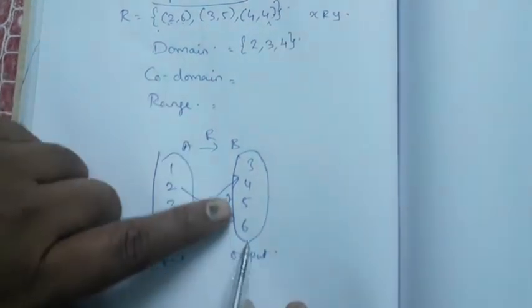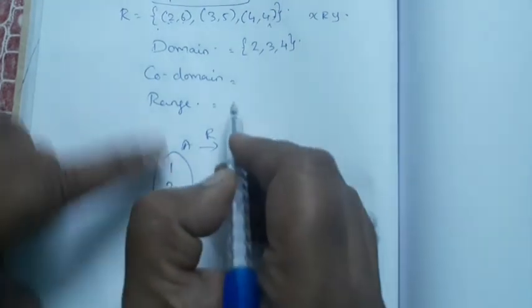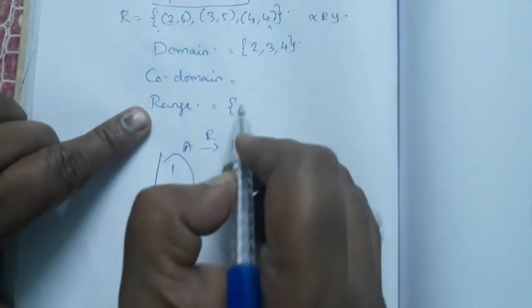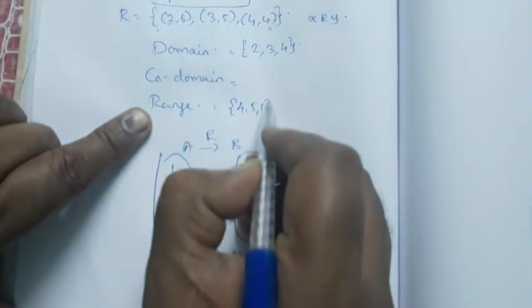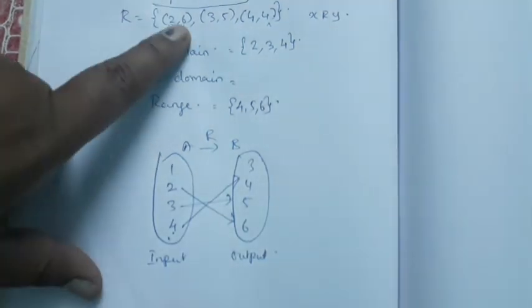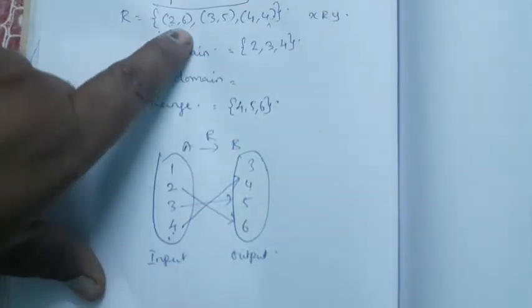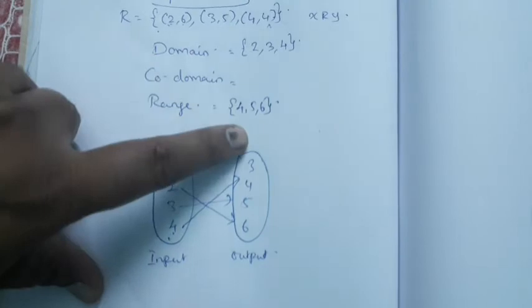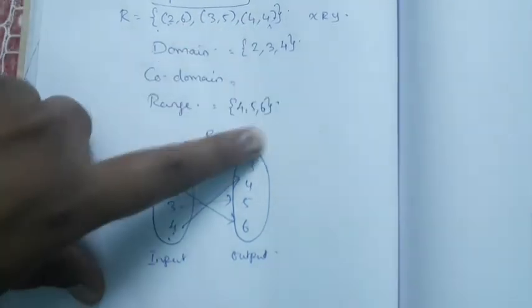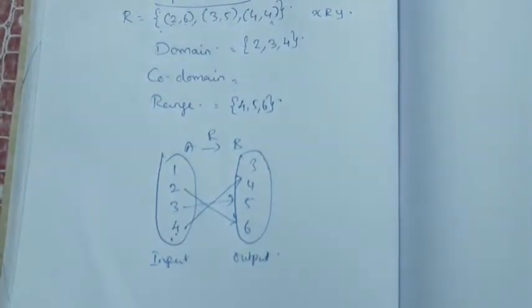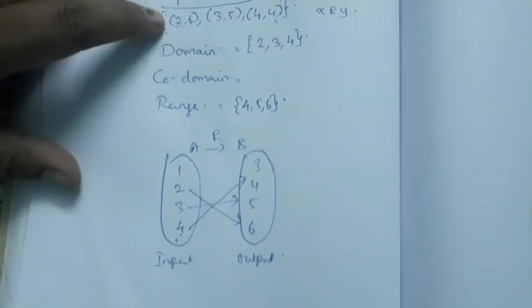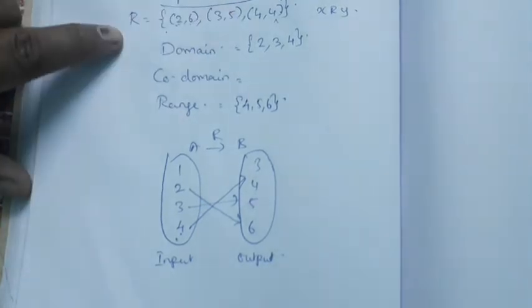The elements which are involved in mapping in set B are called the range, that is 4, 5, 6. Or in other words, in the ordered pair, the second element from the ordered pairs is considered the range. Two things I have told you. The first one is domain, the second one is range. So what is a domain? The first element from the ordered pair of a relation.